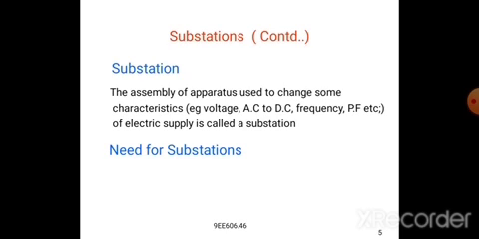And to improve the power factor by installing synchronous condensers at the end of the line, known as power factor correction. So that is voltage stepping up or stepping down, converting AC to DC, frequency converting operations, and power factor correction.